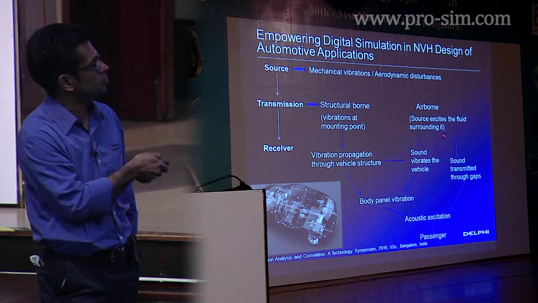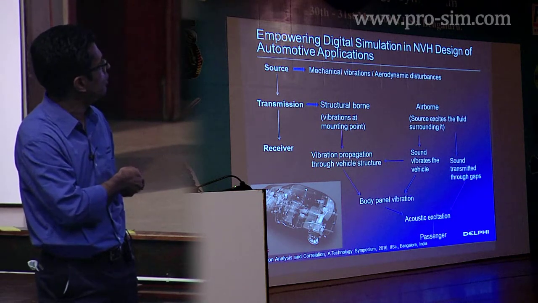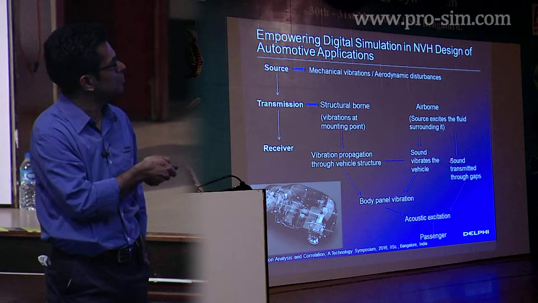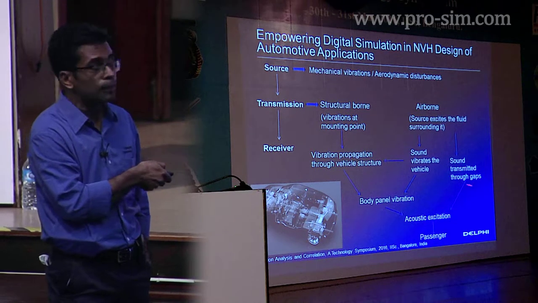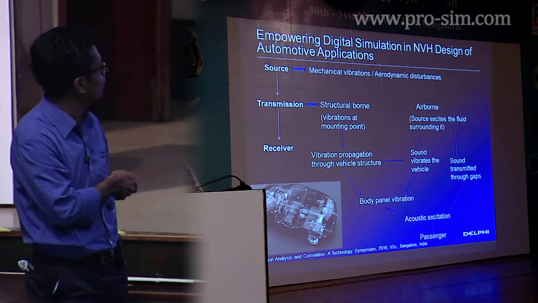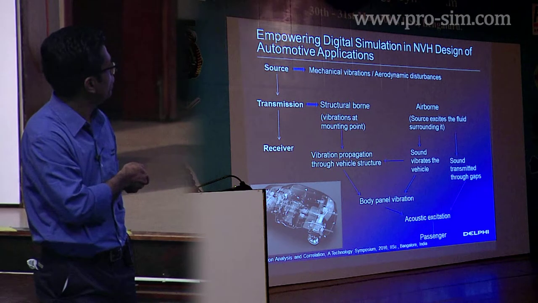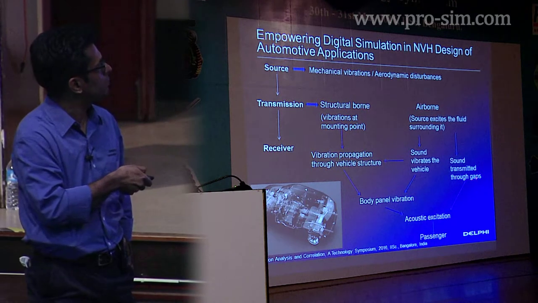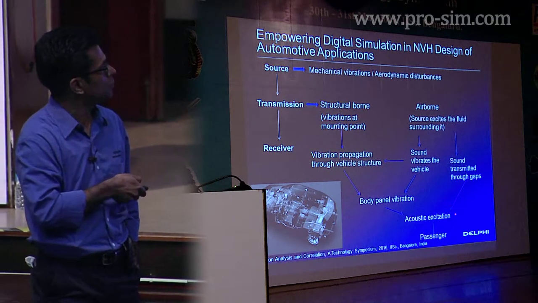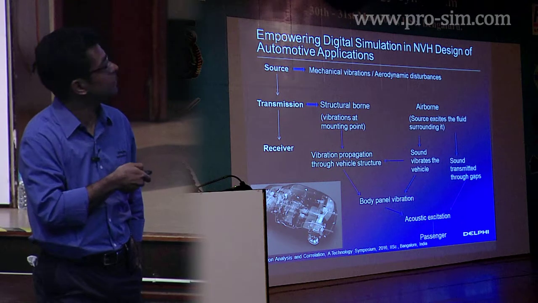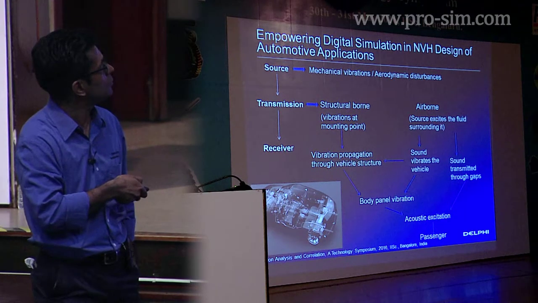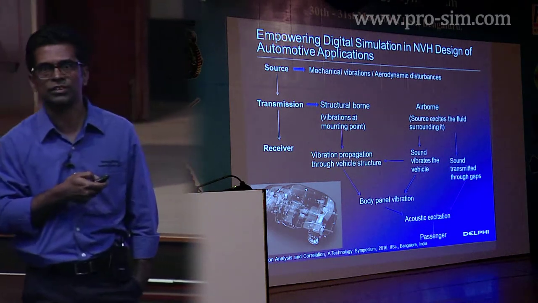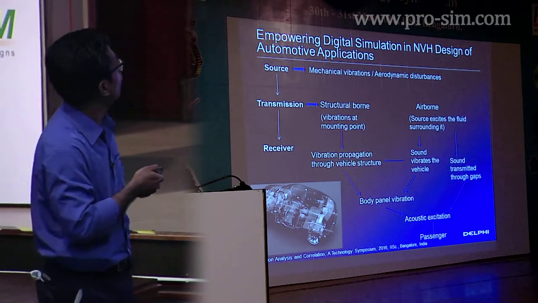There are also cases wherein the aerodynamic interaction between the exterior of the body of the vehicle and the air around can cause the disturbances to get transmitted through gaps in the seals. For example, the door panels have seals, and the disturbances can escape through those gaps and acoustically excite the air inside the passenger cabin, and the passenger receives this. So these are primarily the two mechanisms, namely vibroacoustics and aeroacoustics, by which energy gets transmitted from the source to the receiver.